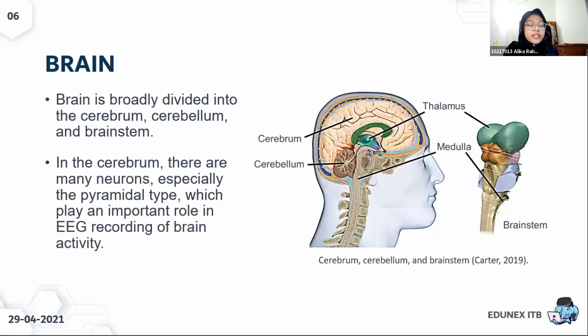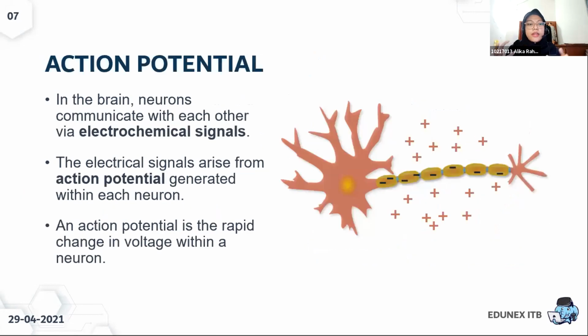The brain is broadly divided into cerebrum, cerebellum, and brainstem. In the cerebrum, there are many neurons, especially the pyramidal type, which play an important role in EEG recording of brain activity. And in the brain, neurons communicate with each other via electrochemical signals.